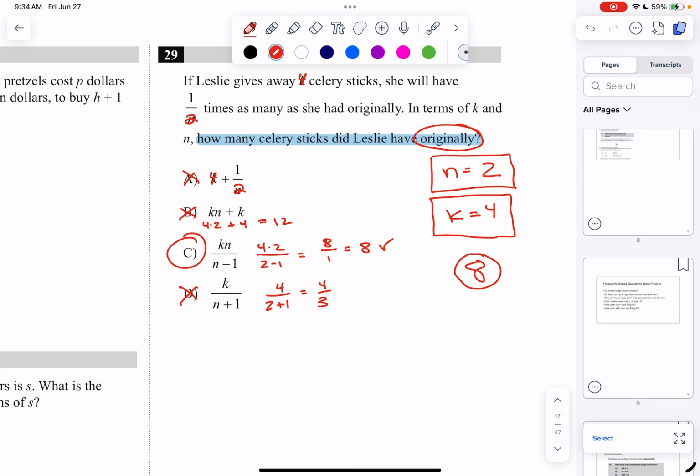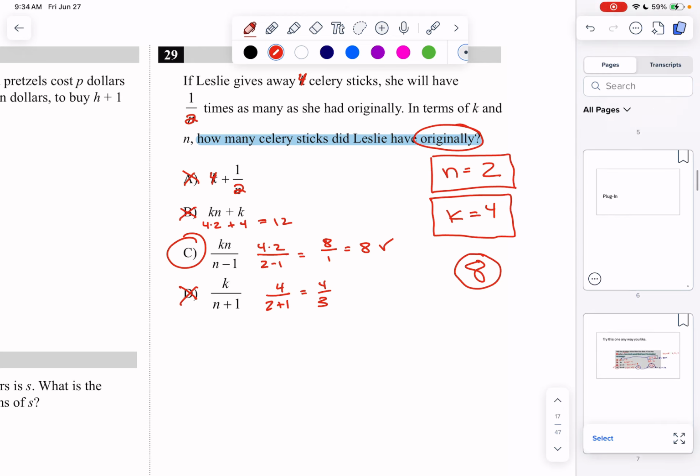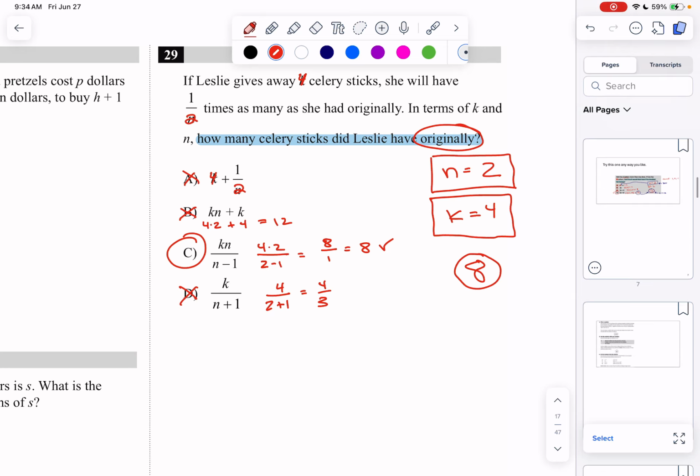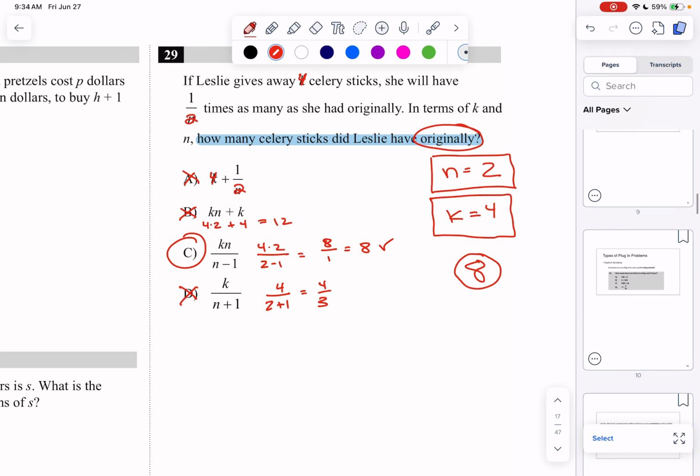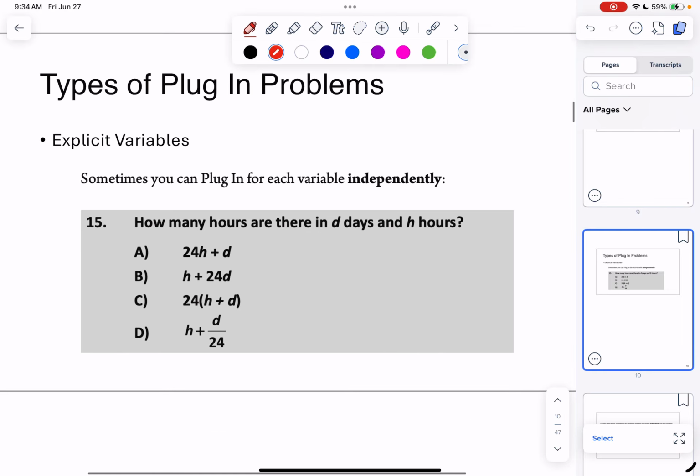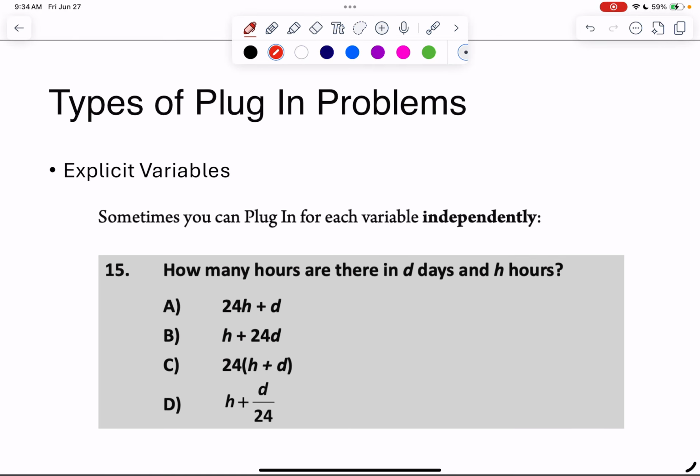So the one that we just did, you can notice we had multiple variables and we were able to pick them independently. They didn't influence each other. Here's another example of that. How many hours are there in D days and H hours? Now you might want to pause for a second and see if you can identify what it is that we're solving for and maybe give this problem a shot. So maybe try to pause the video here and see what you can do.